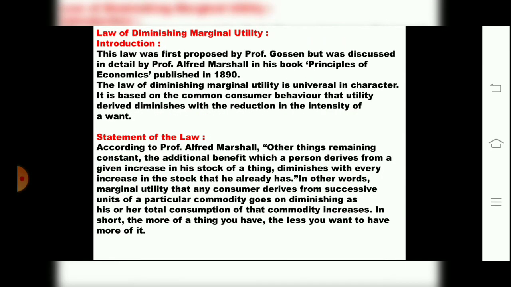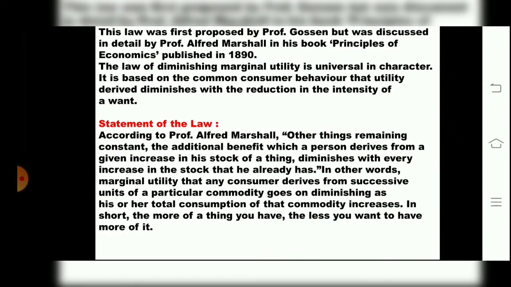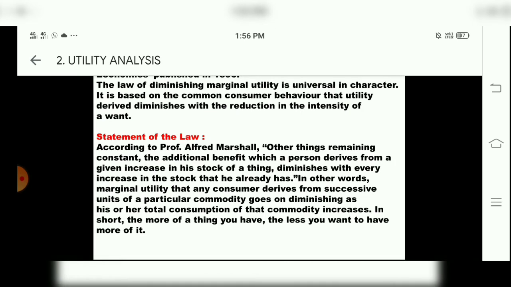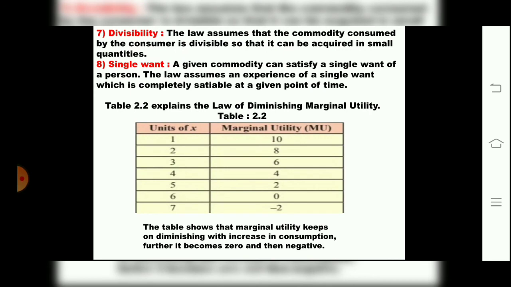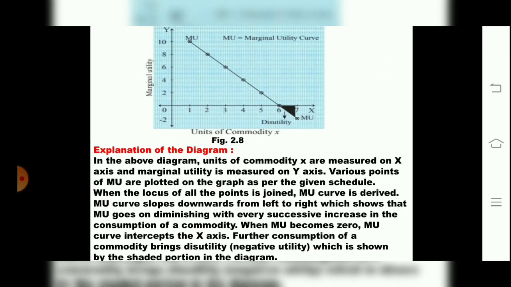See. First will come the introduction. Keep in mind. Then after the introduction, the statement of the law will come. Okay. Then after this, children, the table will come. See over here. Then the explanation of the table you have to write over here. Then after the explanation of the table, the diagram will be done. And after the diagram, the explanation of that particular diagram will be told to you. So this is how you will write the answer for the law of diminishing marginal utility.